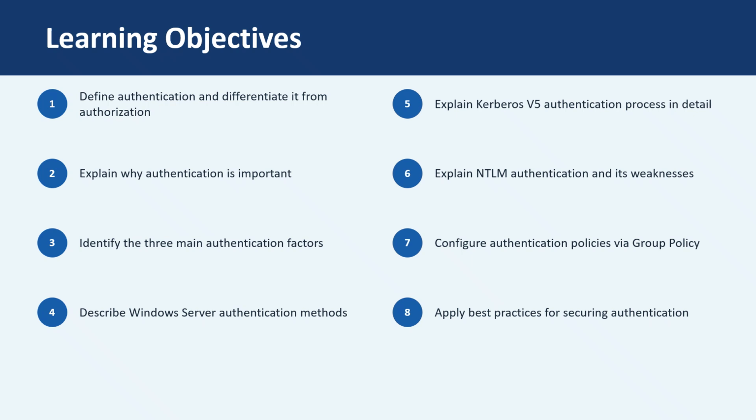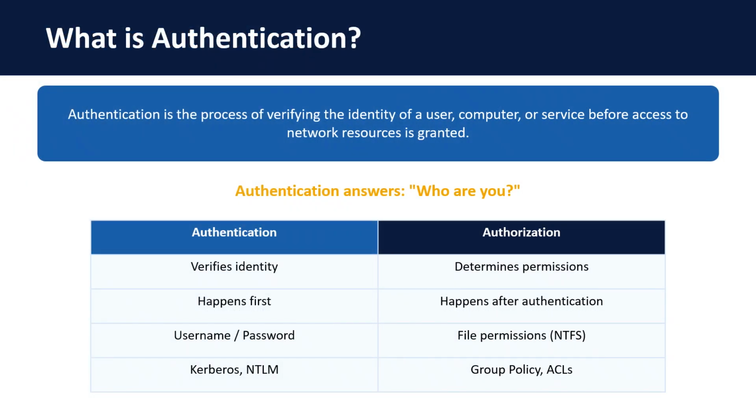What is authentication? Authentication is the process of verifying the identity of a user, computer, or service before network access is granted. Authentication answers the question, who are you? Authentication verifies identity. Authorization determines permissions. Authentication happens first. Authorization happens after authentication.